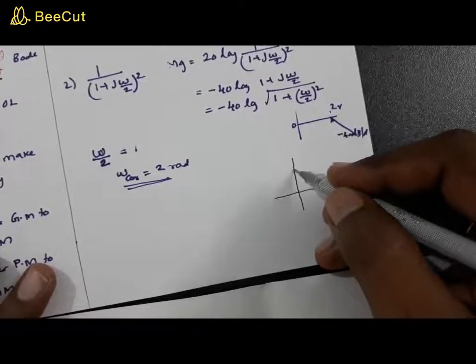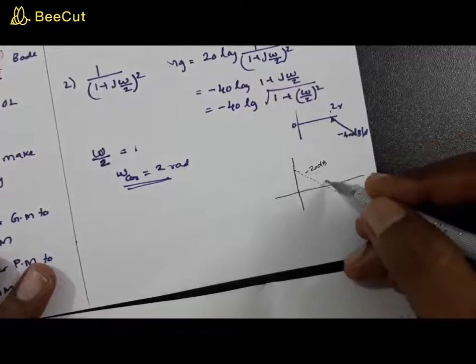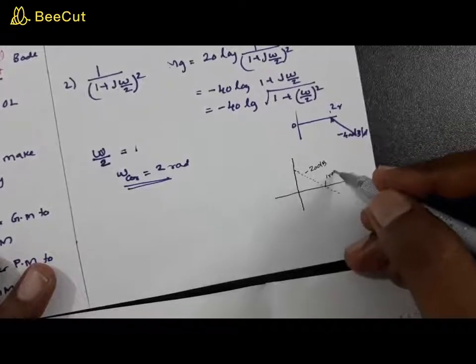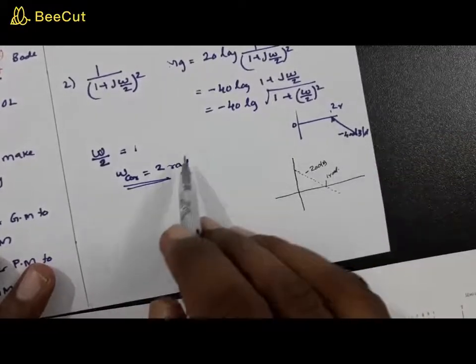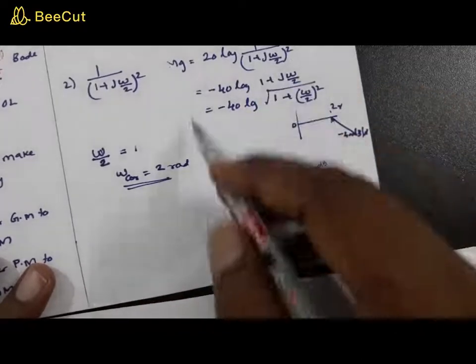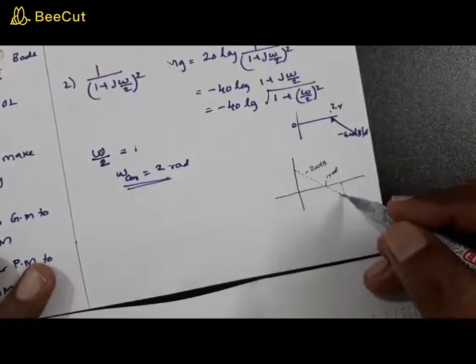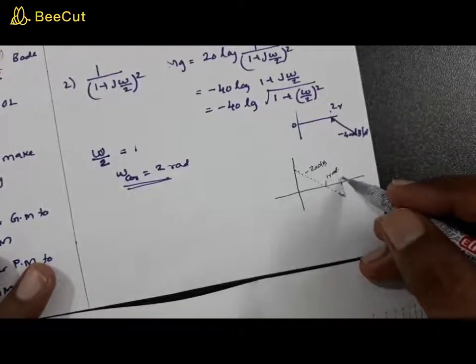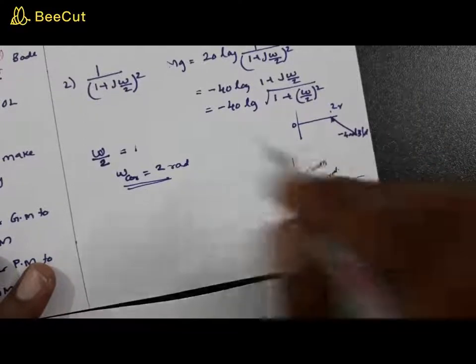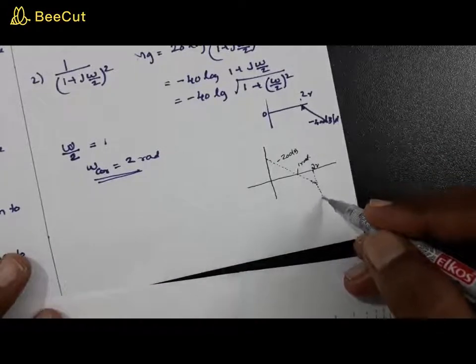So the graph will be going like this. It will be having an initial slope of minus 20 dB per decade, and it will be meeting at 1 radians per second. And what is the corner frequency? The corner frequency is greater than 2 radians per second. That means this comes into play only at 2 radians per second, right? Now from this 2 radians per second, this term comes into play.